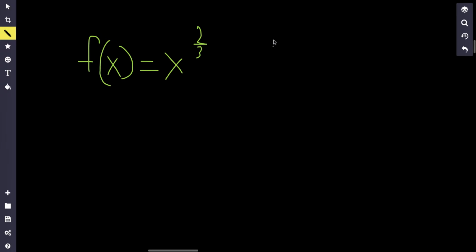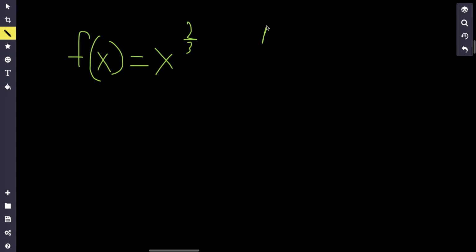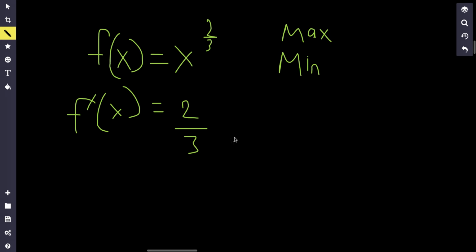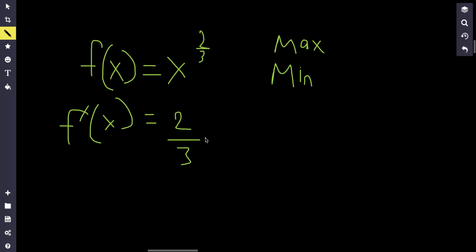Now, you can also have weird scenarios like this. Let's say you have f of x is equal to x to the 2/3 power, and you want to find out where it has either a maximum point or a minimum point. Where is that located? We're going to do the same steps we did before. We take the derivative of it, and using the power rule, we get 2/3 times x to the negative 1/3 power. So this is just the derivative of x to the 2/3 power.